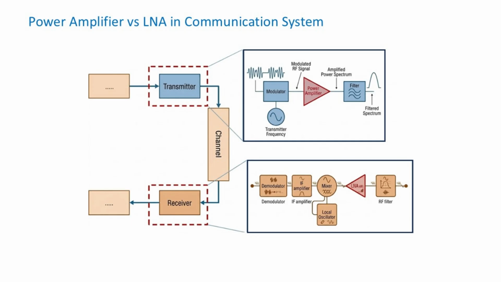The power amplifier is located in the transmitter, just before the antenna. Its role is to boost the RF signal before it is sent into free space. The low noise amplifier is located in the receiver, right after the antenna. Its job is to amplify the very weak signals coming from the antenna while adding minimal noise. So, this leads to a fundamental split in their roles. The PA is responsible for transmission, while the LNA is responsible for reception.